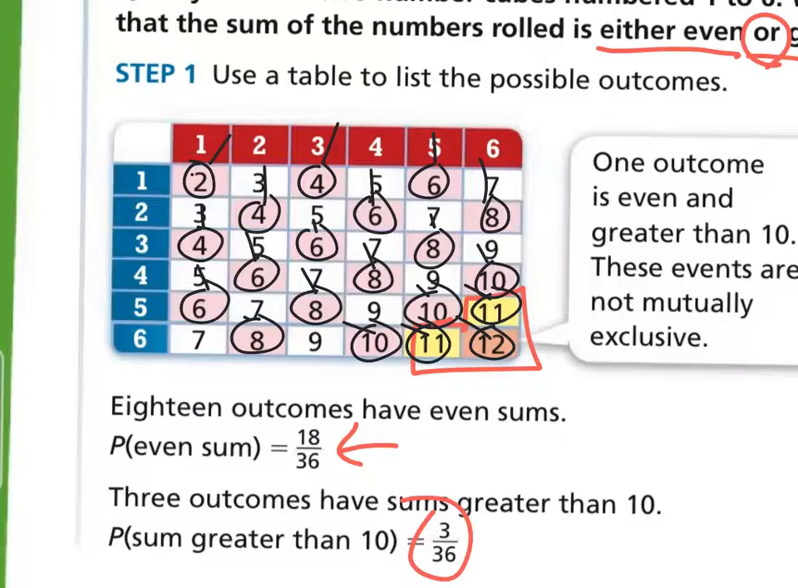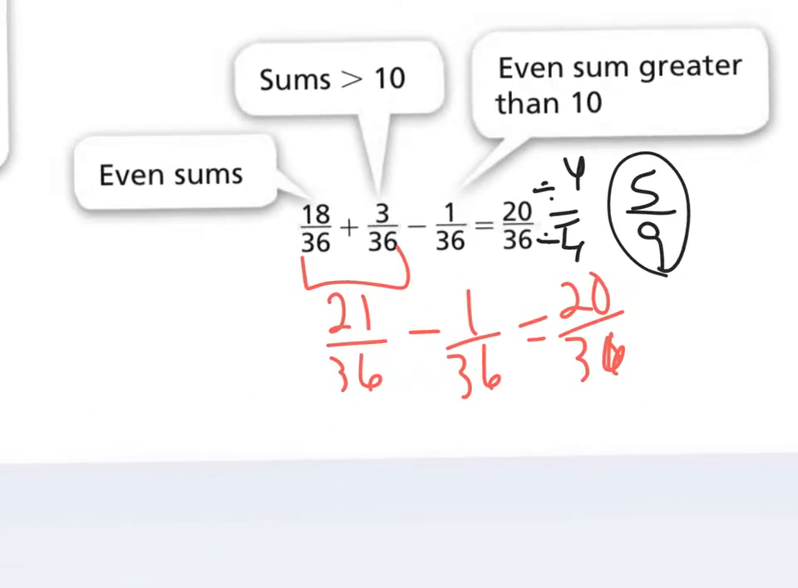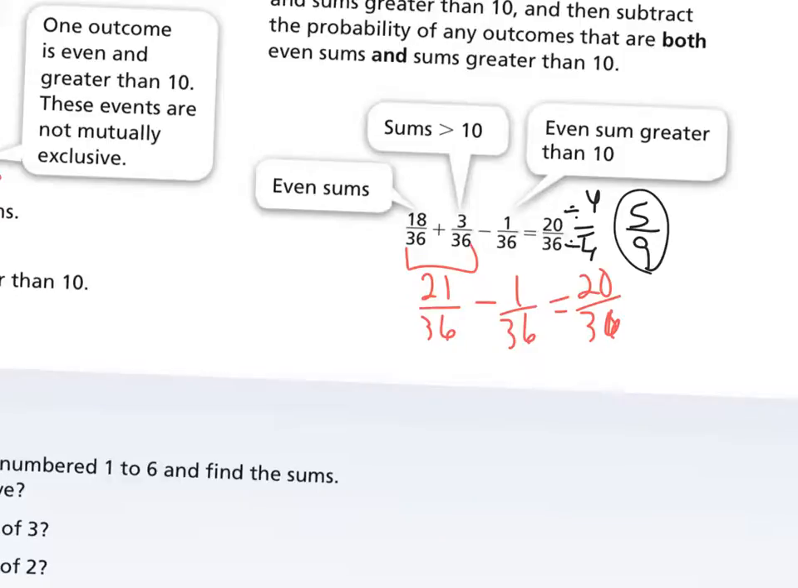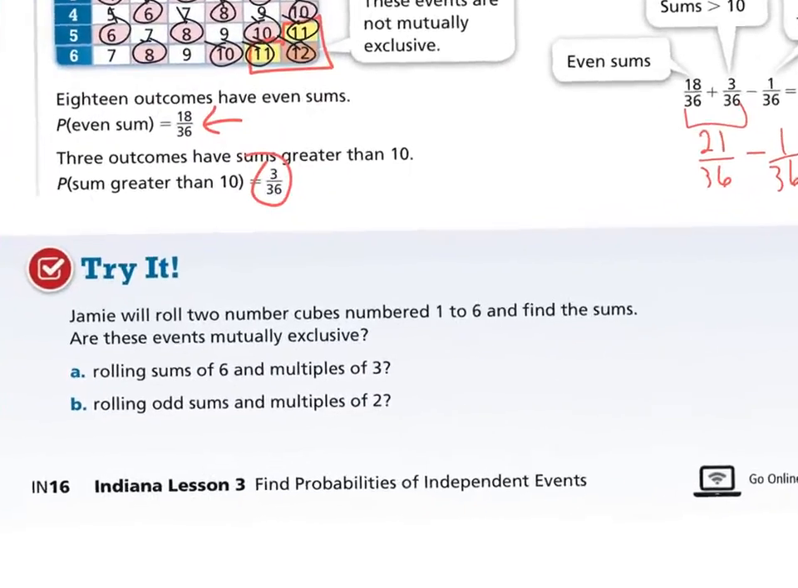So that may be a nicer way where we don't have to worry about, what do I need to subtract off, or do I need to subtract something off. We can just count them and say there's 20, and then 20 out of 36, reduce it and get your answer.